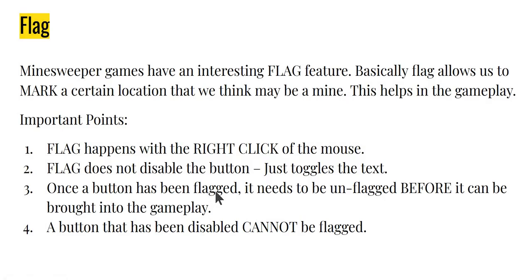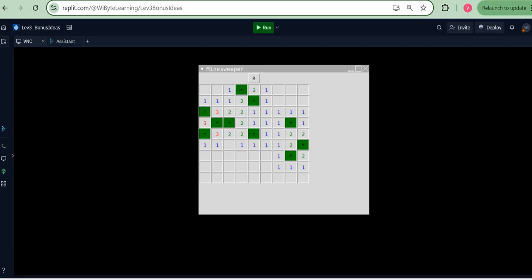Once a button has been flagged, it needs to be unflagged before it can be brought into the gameplay. What this means is that look, once a cell has been flagged, it's possibly a mine. So when I click on it, I'm not going to end the game right away. And the button that has been disabled cannot be flagged, which means, let's say I open up the whole field and I find that some button has been disabled, because it has opened up, well, then I cannot flag it, which is also quite logical. So let's just build this one by one.